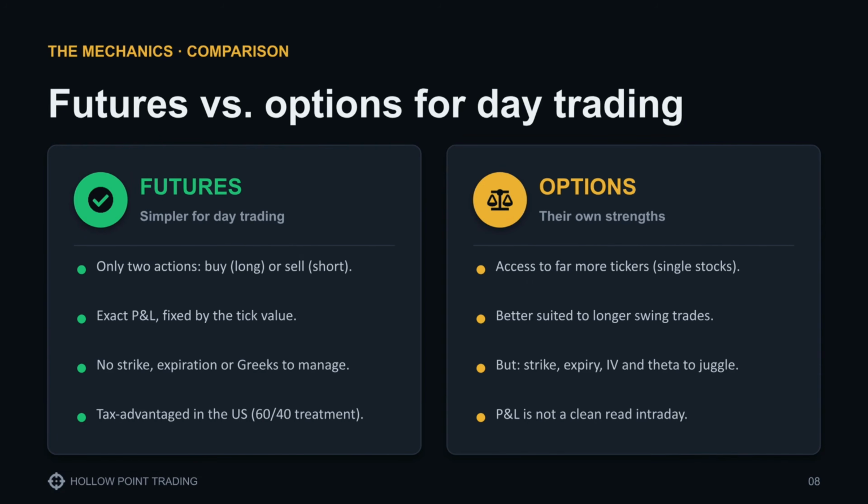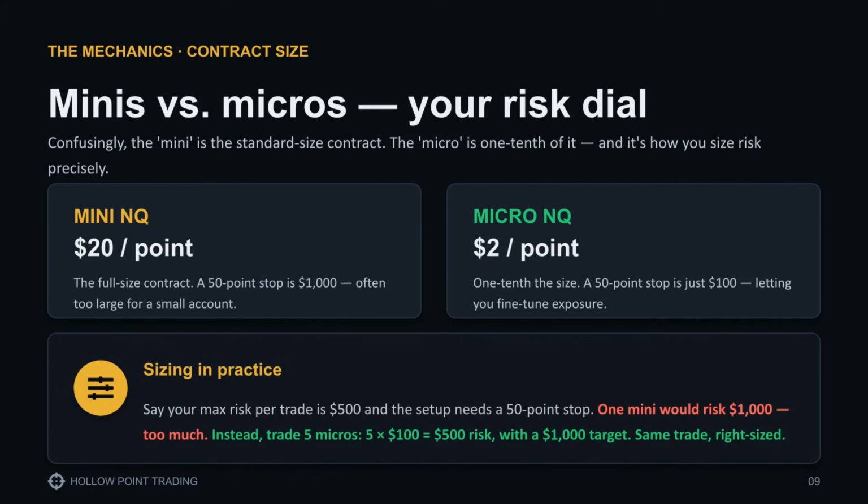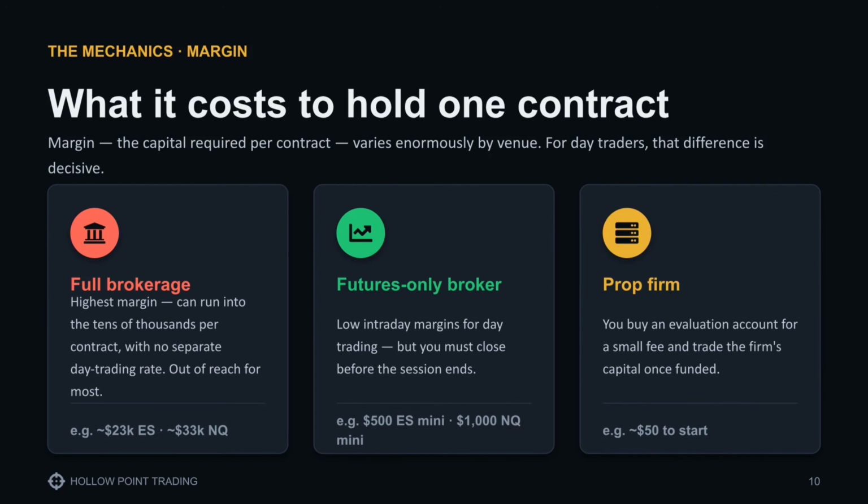Comparing futures to options, futures offer simplicity for day trading. You have just two actions, long or short, with no strike prices or expiration dates to manage, plus potential tax advantages in the US. Managing risk is critical, and that's where the choice between mini and micro contracts comes in. Micros allow you to fine-tune your position size, ensuring your risk remains controlled without needing to commit to the larger full-size contracts. Margin requirements vary significantly between broker types.